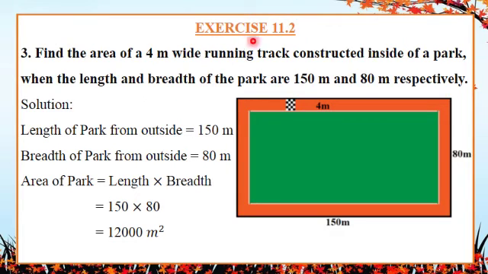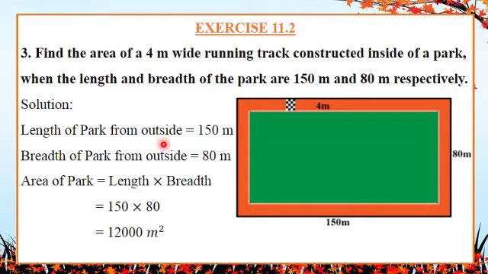Okay, now we are moving to exercise 11.2, question number 3. Find the area of a 4-meter wide running track constructed inside a park, where the length and breadth of the park are 150 meter and 80 meter respectively. As you are observing over there, this is a park, and around that we have a running track which is 4-meter wide. The length of the park is 150 and the width is 80.